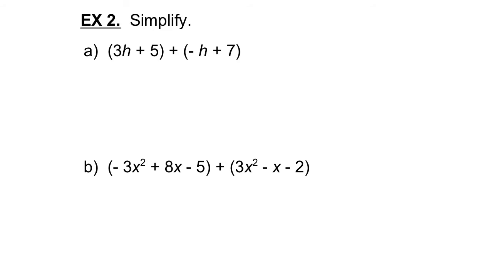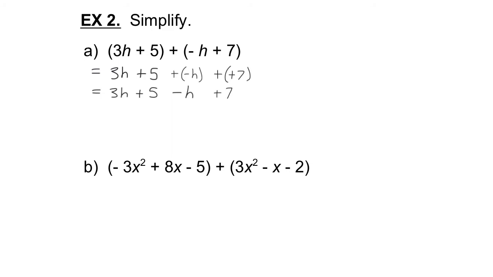I'm going to just talk this out. I have 3h plus 5. And then I'm going to add negative h. I'm also going to add positive 7. So I can rewrite it like this, and then use my rules of double signs. So if I'm adding a negative, that's just minus. If I'm adding a positive, that's just plus. So now I have 3h plus 5 minus h plus 7.